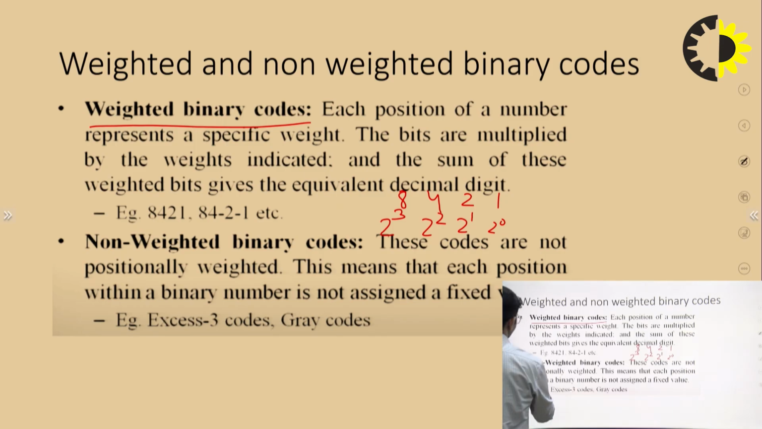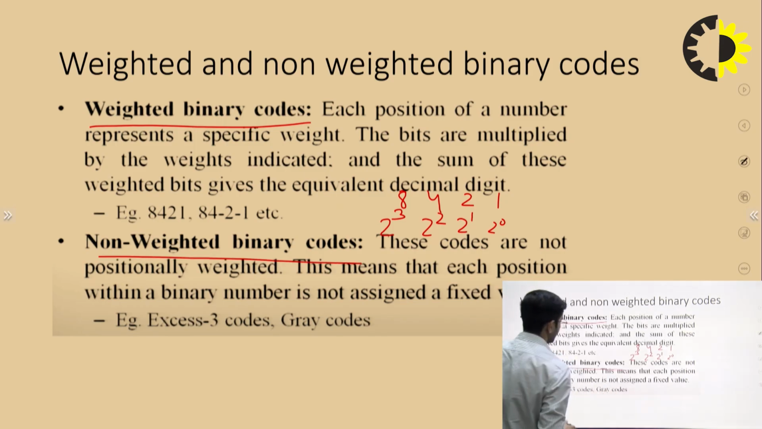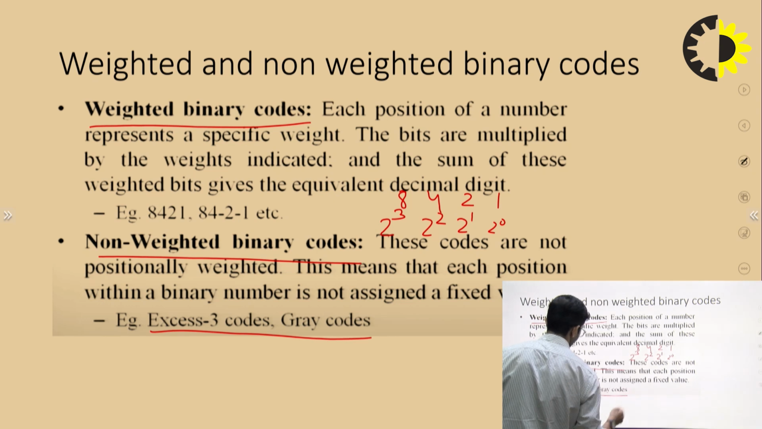For the non-weighted codes, there are certain codes which are non-weighted, meaning the codes which can't be represented by the 8421 or 421 weights. These are the excess-3 code and gray code, which I will explain in the upcoming slides.